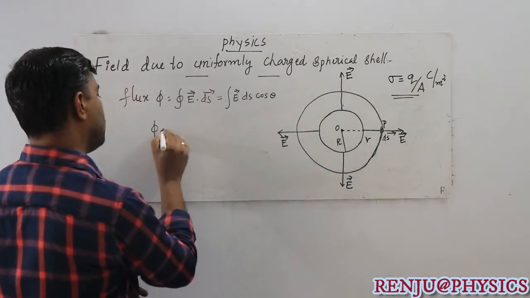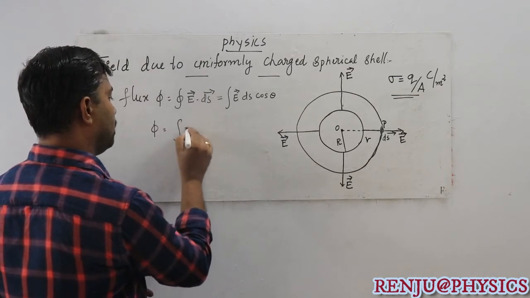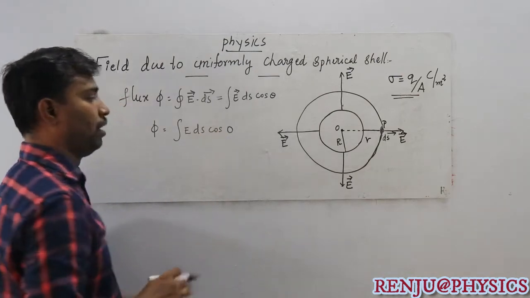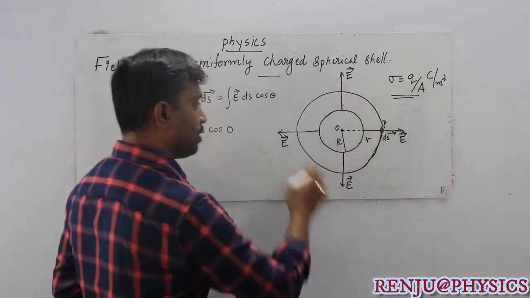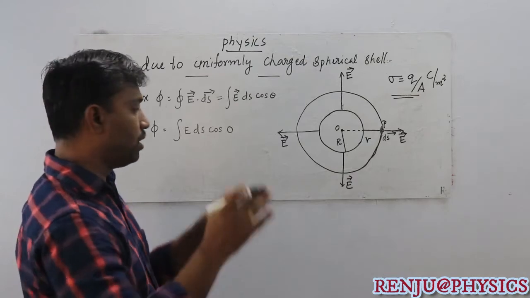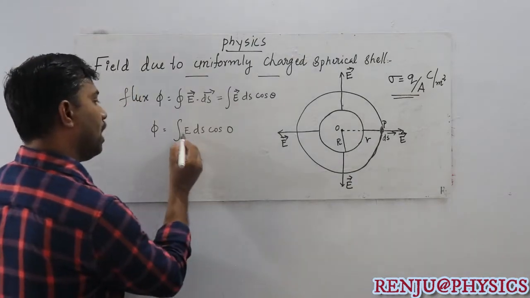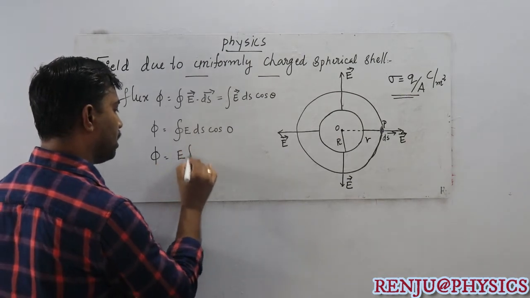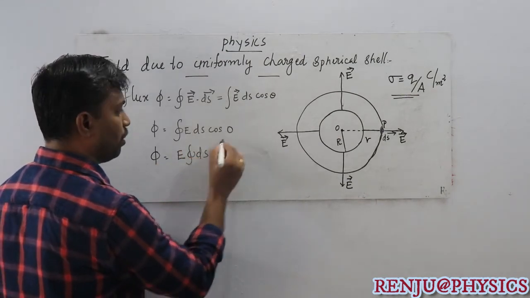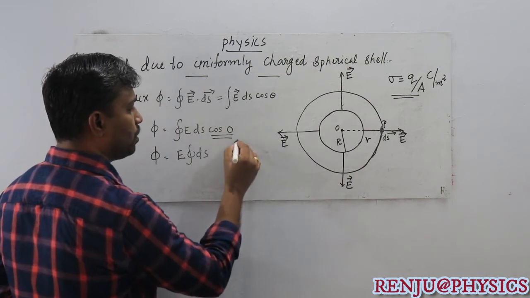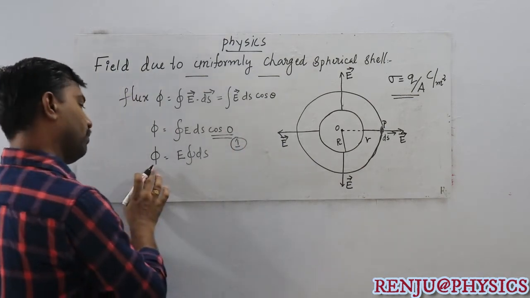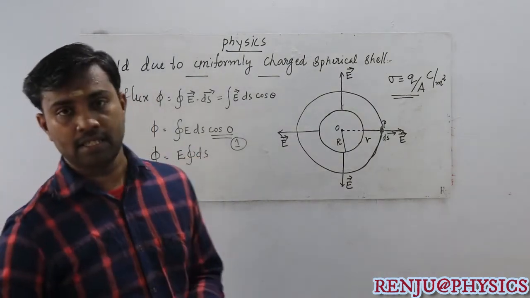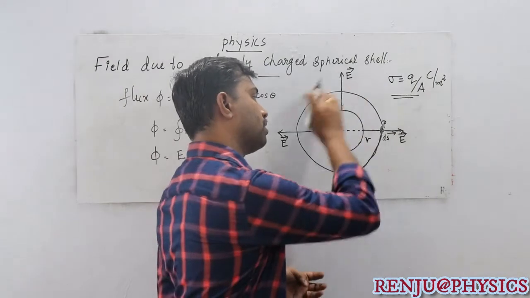So the flux phi is equal to integral E ds cos 0. As I told, on the Gaussian surface the electric field intensity is uniform, so I am taking E outside. So the flux phi is equal to E integral ds. We know that the value of cos 0 is 1, so we get phi equal to E integral ds. Here ds is the small area of the Gaussian surface.